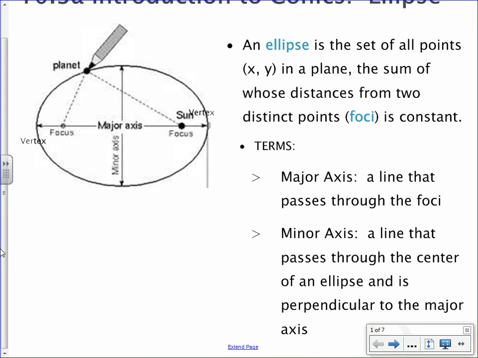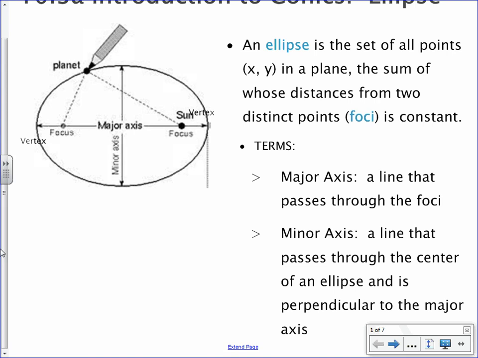So the major axis is always the longer part of our ellipse. The minor axis, the shorter. Okay? Major seems like more important than minor, right? So that's going to be longer. Now, we have both a horizontal and vertical ellipse. Is it longer horizontally or is it longer vertically? Is our major axis horizontal or vertical? So we're going to have two different standard forms for ellipses, much like we did for parabolas.